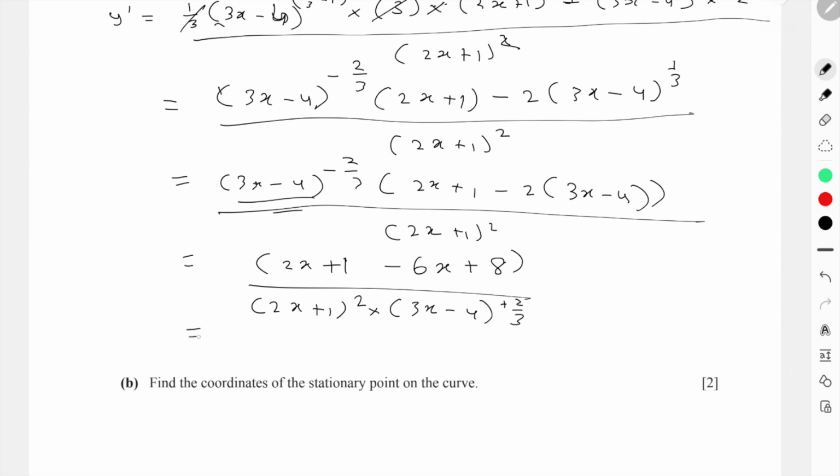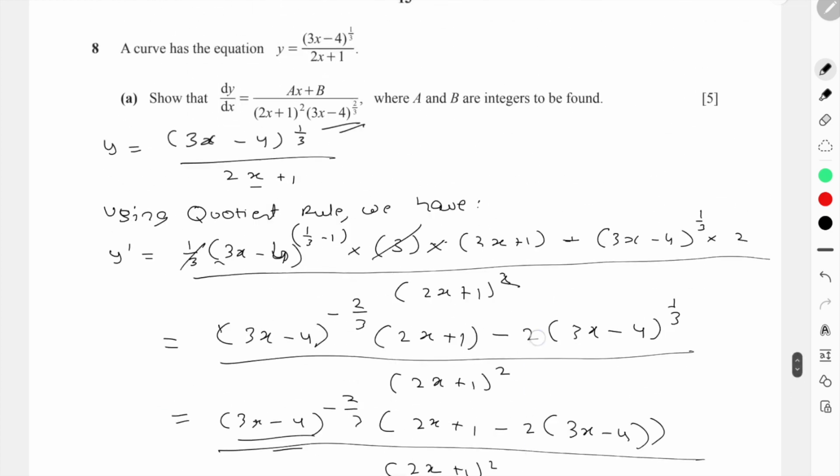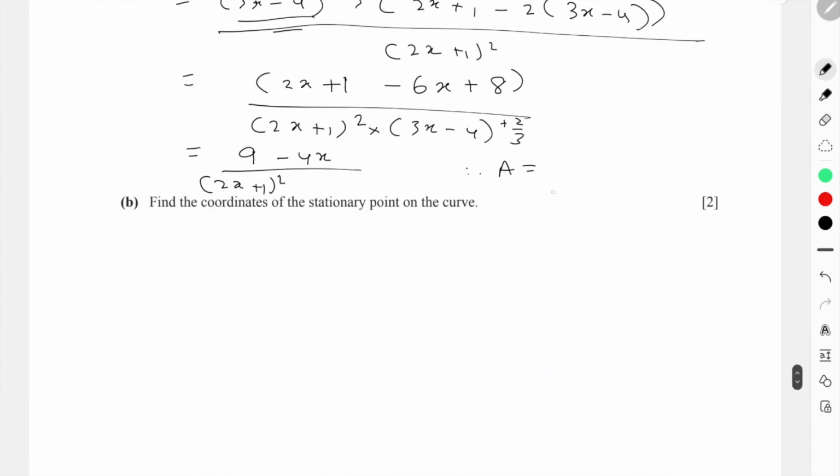Now let's simplify this. We get 9 minus 4x. Therefore, A is -4 and B is +9.